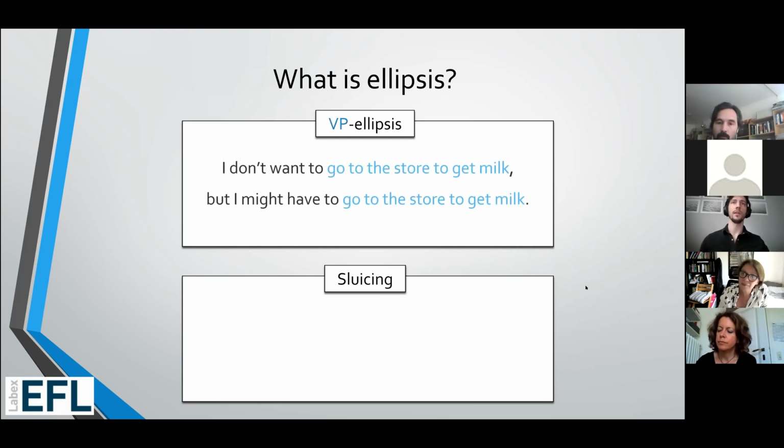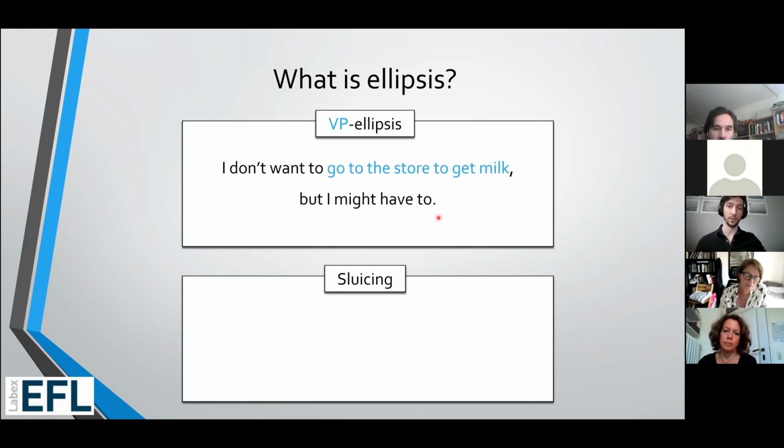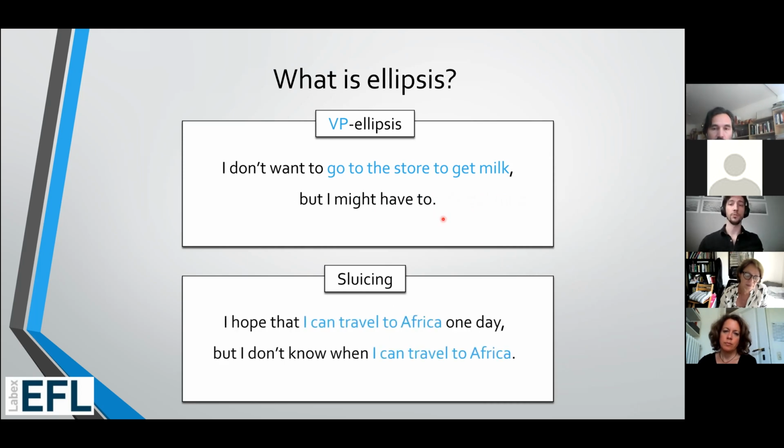Suppose you want to say, I don't want to go to the store to get milk, but I might have to go to the store to get milk. Now that's a pretty redundant way of saying this, and it doesn't sound very natural. But by ellipsis, we can actually drop the entire second occurrence of this verb phrase. Sluicing is similar, except it allows you to omit entire clauses. So you can say things like, I hope that I can travel to Africa one day, but I don't know when.